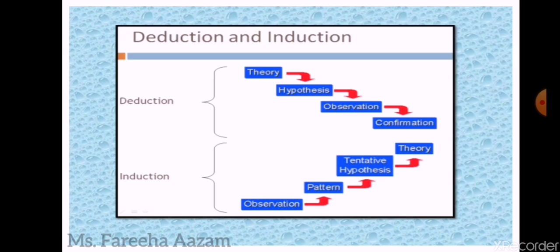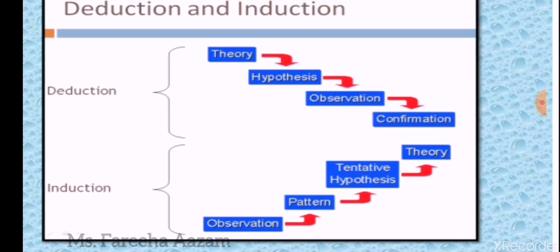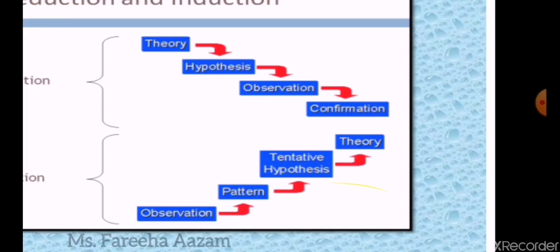Deduction and induction. In deduction, first there is a theory, then a hypothesis, then observation, and then confirmation. In deduction, first the theory comes, and after the theory there is a hypothesis, when you give some type of interpretation or explanation, or some type of prediction that the cause of something is this, and after that you test your hypothesis. While in induction, first of all there is observation, then pattern, then tentative hypothesis, and after that you make a theory.